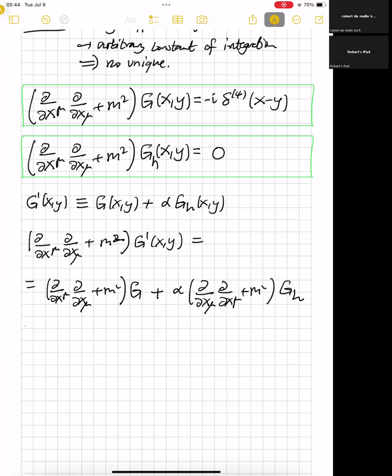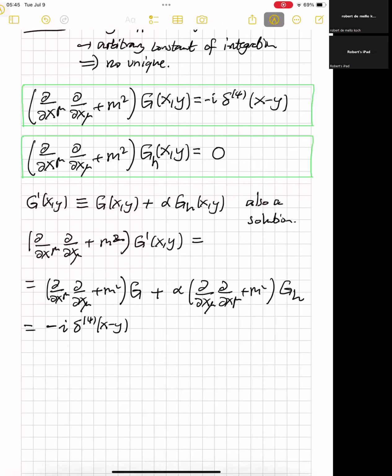That's no problem. And when it acts on the first term, well, this we said was a valid solution to the Green's function equation. So this is just minus i delta 4, x minus y, plus, now the second term solves the homogeneous equation. So that's equal to 0. So we get plus nothing. So we see that g prime is also a solution. So here you see very explicitly that there is no unique solution.